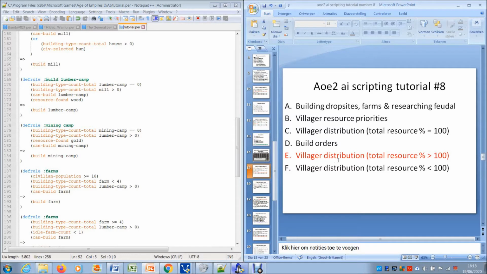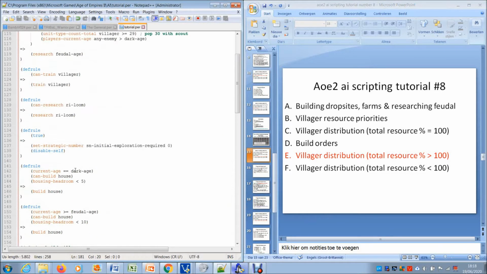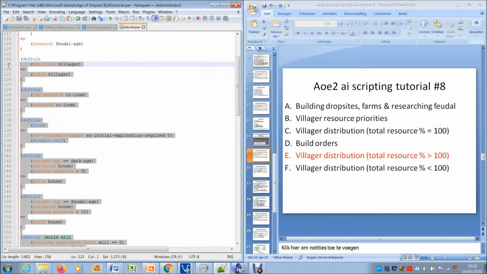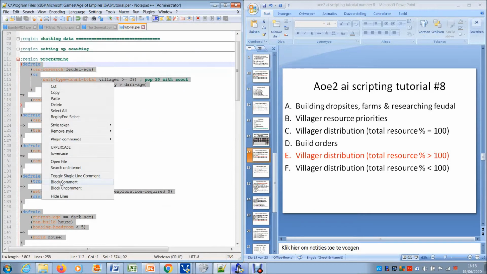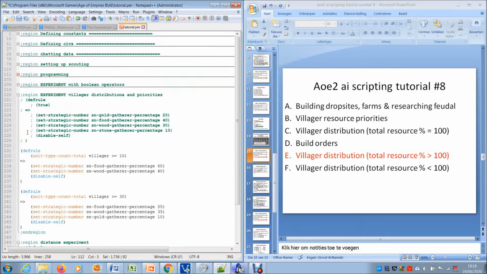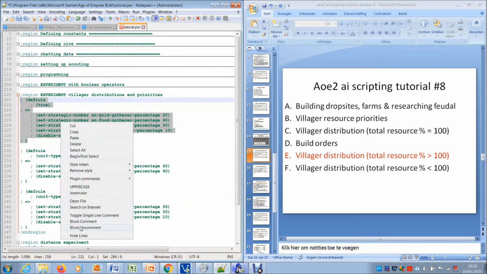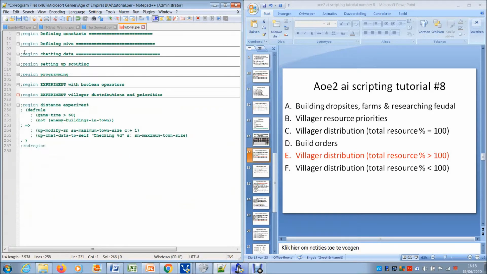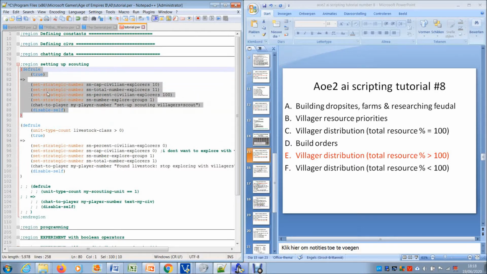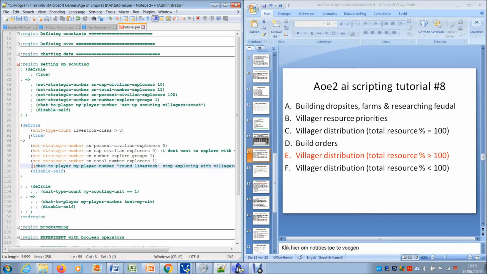Next, what we will see is the villager distribution percentages when they're greater than 100. That means I add up more than 100, or if they're less than 100. This will interest more experienced scripters in the community, but is also interesting for new scripters. What I have to do is we have to go back to our experiment, which means we have to comment our coding or start a new AI. But we have to see that the villagers don't go and scout like this. So we go to section E in this tutorial video, villager distribution when the total resource percentage is greater than 100.